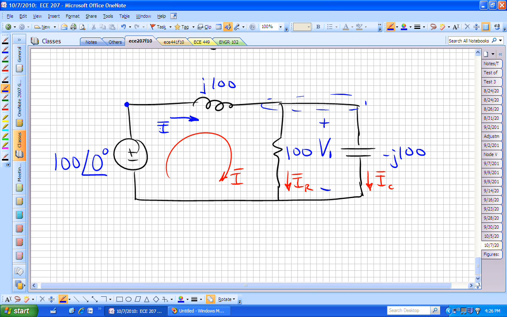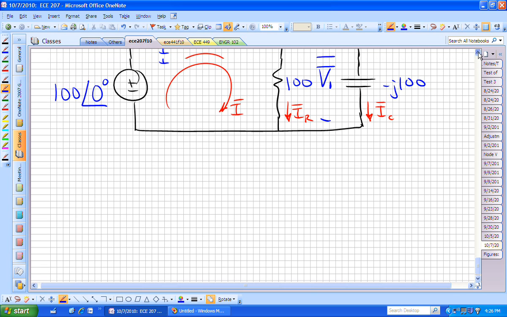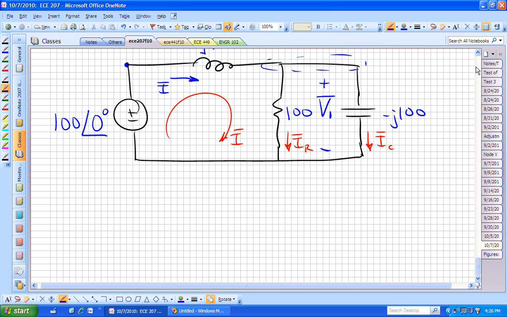There's the one above the voltage source, but we know what that is. That's always at 100 at 0 degrees. That's a source, and we can define that. The only unknown is the one that we've labeled as V sub 1, and that will be a phasor quantity because we have complex impedances. We have inductors and capacitors. Questions on that?